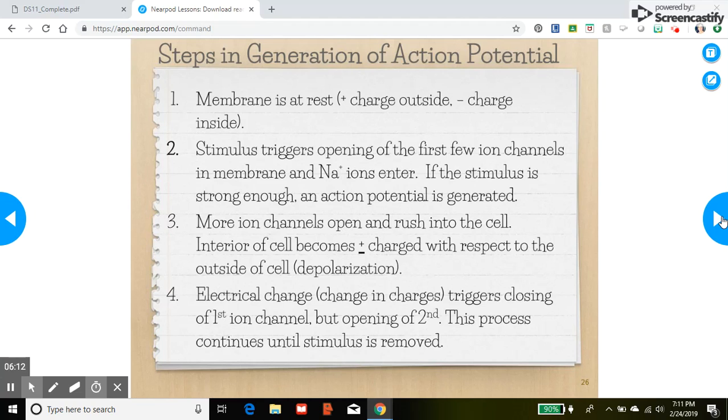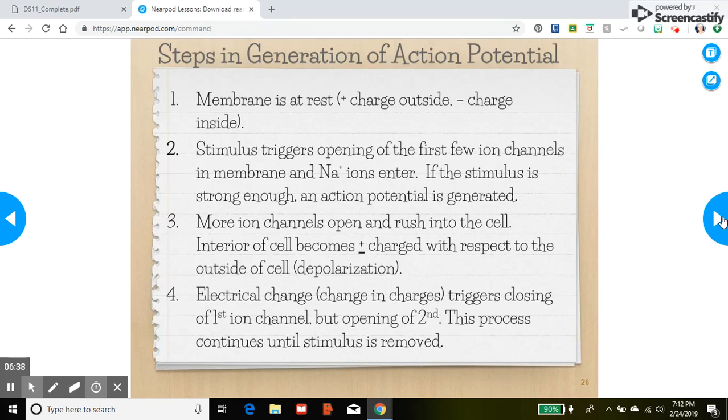Step 2, we have a stimulus, and it's going to trigger the opening of the first few ion channels in the cell membrane. And that's going to allow sodium to enter into the cell. If the stimulus is strong enough, that's going to send an action potential.